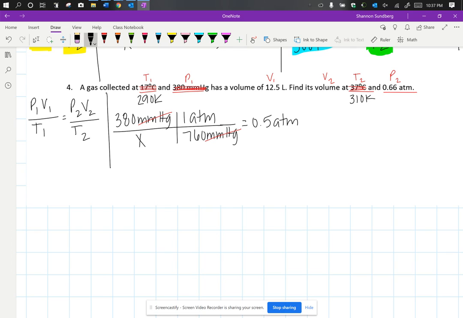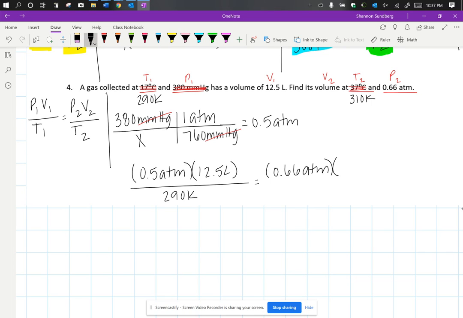P1, I converted that to atmospheres. So I'll just start writing down here. P1 is 0.5 atmospheres. My V1, 12.5 liters, over my T1, which I converted to Kelvin and got 290, equals P2, which is 0.66 ATM. V2 is what I'm solving for, over T2, which is 310 Kelvin. I'm going to highlight that V2 just to make it obvious to myself what I'm looking for.